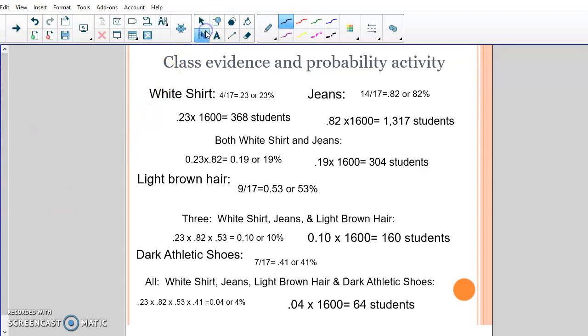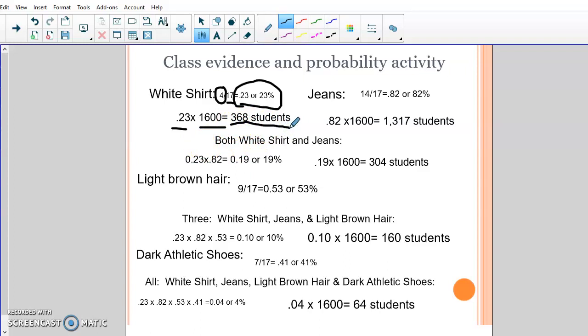Okay, so I am going to say that we have a class of 17 students right now. I'm going to take a poll and I'm going to say, okay, how many of you guys are wearing a white shirt? And there were 4 people in our class at the time wearing a white shirt. So 4 divided by 17 is 23%. So 23% of the kids in our class were wearing a white shirt. I took that 23% and I multiplied it times 1,600, and that told me that there were 368 students on campus that day that could be wearing a white shirt.